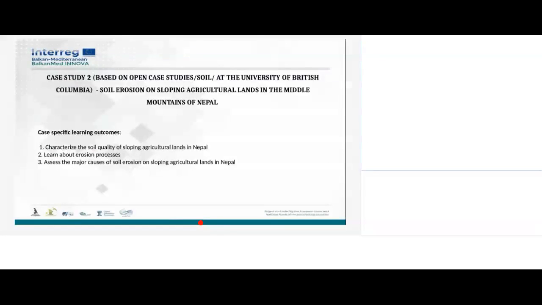The second case study, which I'm going to present to you in this webinar, is related to estimation of soil erosion on sloping agricultural lands in the middle mountains of Nepal. First of all, what is soil erosion? The upper layer of the soil consists of fine soil particles. It is rich in minerals as well as humic substances. Sometimes heavy rain, running water, and wind remove the top layer of soil, and this phenomenon is called soil erosion.